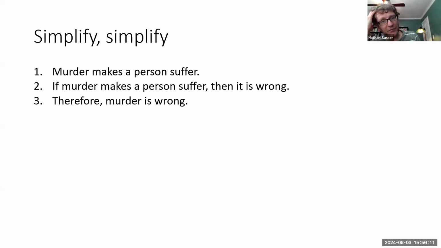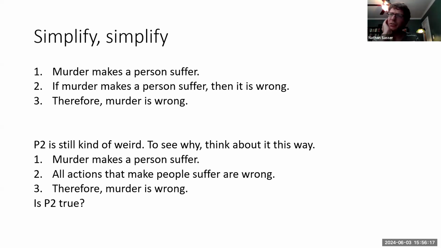Secondly, the premise says if murder makes a person suffer, then it's wrong. But again, is that true? To see why that premise is kind of weird, think about it this way. Let me rephrase premise 2, not as a conditional statement, but as a universal affirmative. Murder makes a person suffer. All actions that make people suffer are wrong. Therefore, murder is wrong.